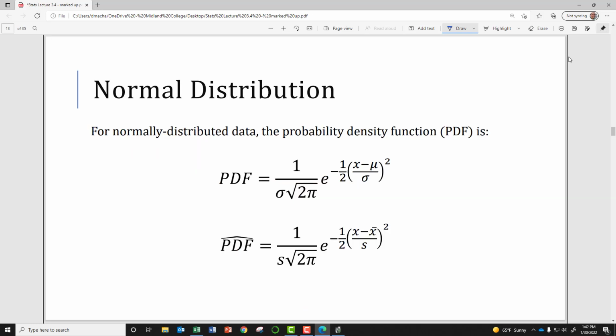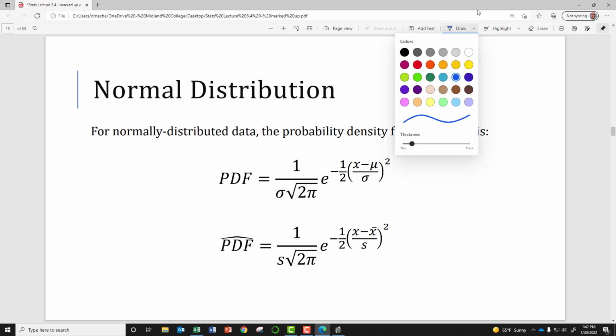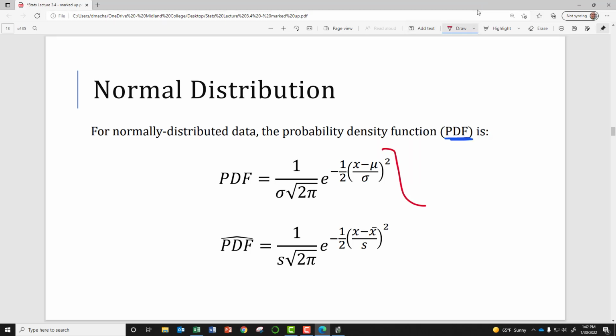Okay. Now, for normally distributed data, the probability density function, which we abbreviate with PDF, is this. And I want to emphasize something here that you do not need to memorize. You don't need to memorize this, but I do want you to know that the shape of the normal distribution is given by a mathematical function. So it's not just something that you draw that looks approximately like a bell, but the bell shape actually comes about because there is a real mathematical function here, right?